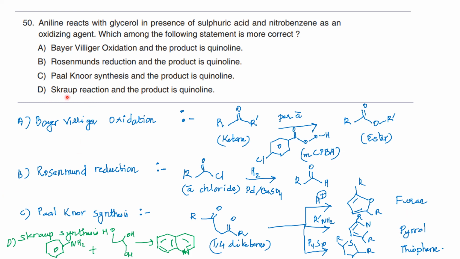Now coming to the last option, which is Skraup reaction. It is actually a reaction between aniline, that is C6H5NH2, with glycerol. This is the structure of glycerol, which is a trihydroxy compound. It leads to the formation of quinoline. The structure of quinoline is two benzene rings fused with each other, with one of the ring atoms happening to be nitrogen. So the right option for this question is actually option D, which is Skraup reaction.